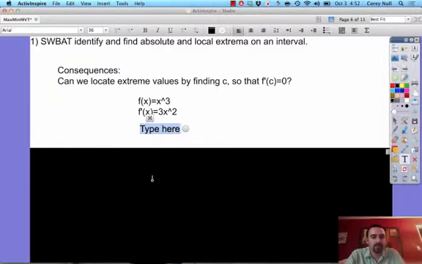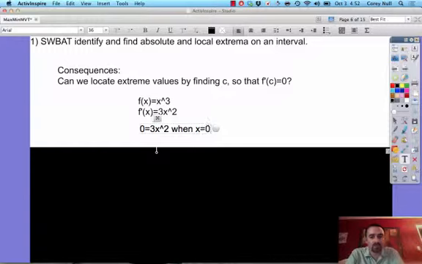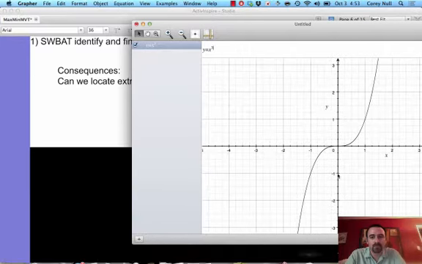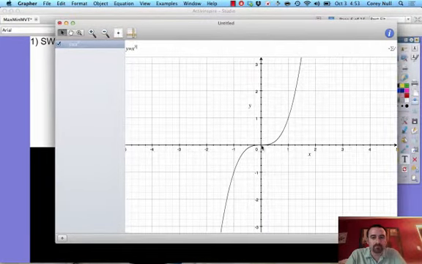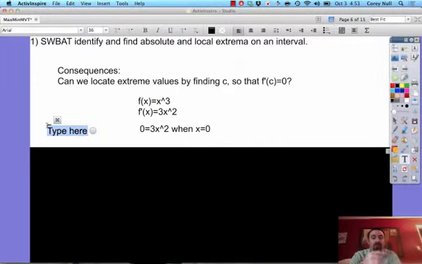3x squared equals 0 when x equals 0. Okay, so I found a value so that when I plug it in, I get 0. That's the condition I'm concerned about here, right? So the question is, is that necessarily a maximum or a minimum? Well, let's look. x equals 0 here, nope. That's not a maximum nor a minimum, so the theorem does not work in both directions. If we have a maximum, that maximum has a derivative that is equal to 0 if the function is differentiable at that point. It doesn't work the other way necessarily.